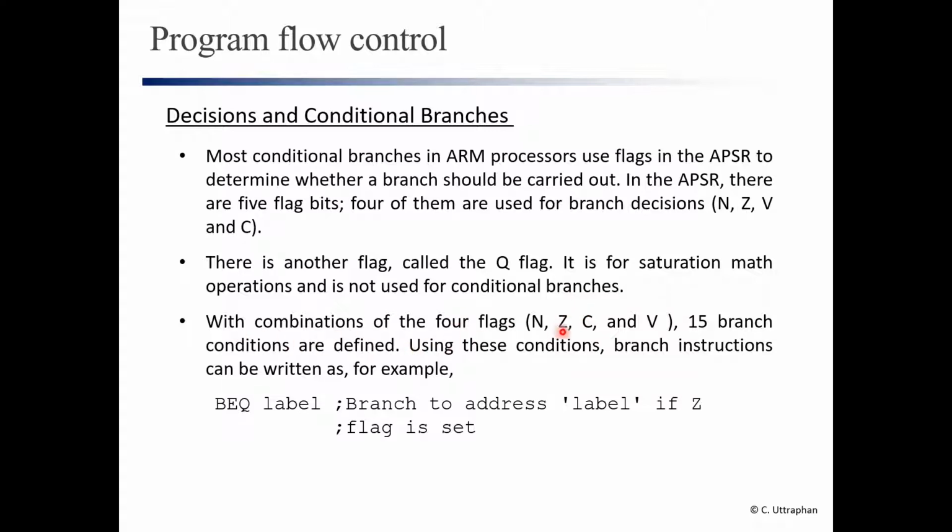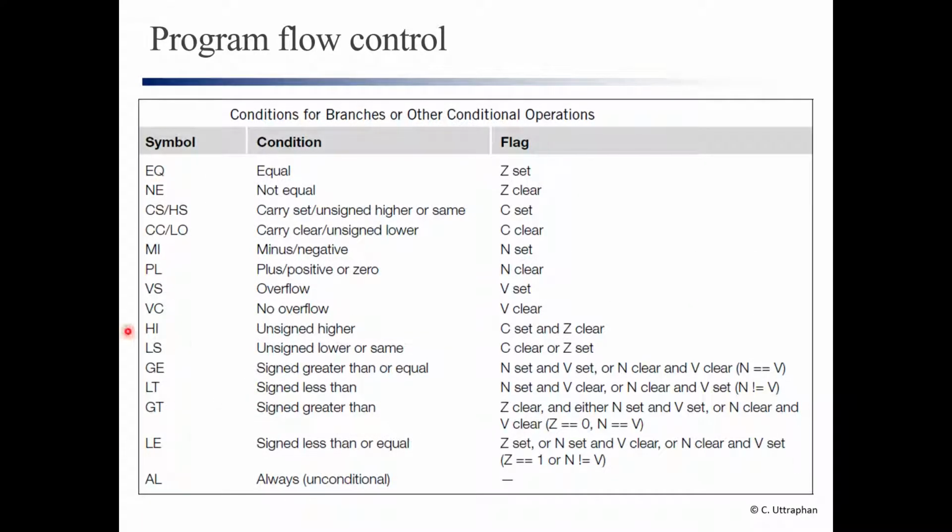With combinations of the 4 flags, the N, Z, C, and V, 15 branch conditions are defined. Using these conditions, branch instructions can be written as below. BEQ, or branch if equal, means if the condition is true, in this case if the result is equal to 0, or Z equals 1, the program needs to go to the program line marked as label in the program. These are the 15 branch instructions, where 14 of them are the branch with condition, and the last one is the unconditional branch. For all of these instructions, you need to put B in front of these 2 characters.